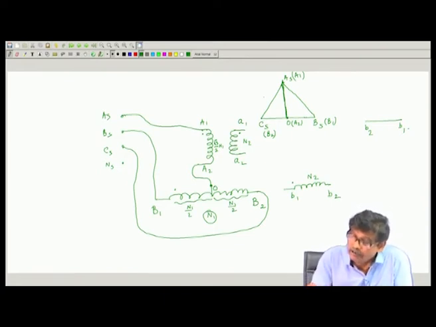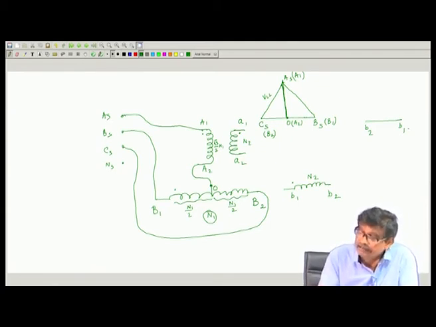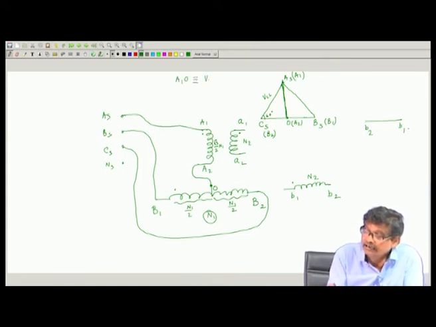If the line to line voltage is VLL, what is the magnitude of the voltage applied across A1, A2? It will be this length. This is 60 degree. So, length A1 O is nothing but VLL sin 60 degree, that is root 3 by 2 VLL.